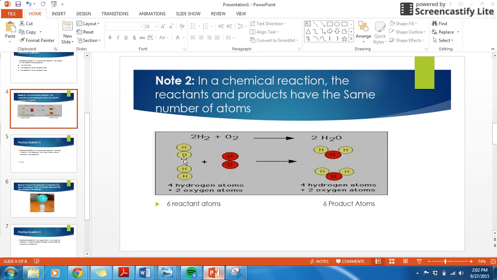1, 2, 3, 4, 5, 6. And after my chemical reaction, I have 6 atoms in my product as well. I have 1, 2, 3, 4, 5, 6. So I have the same number of atoms before my reaction as I do after.